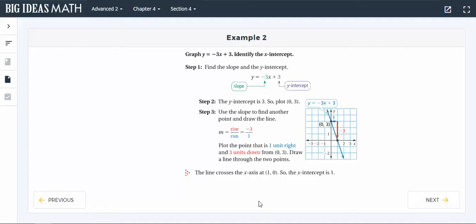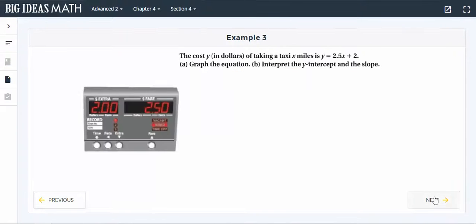If you think you understand this particular one, you may... oh no, I think I have example 3 also to do, sorry. We'll have one more example.